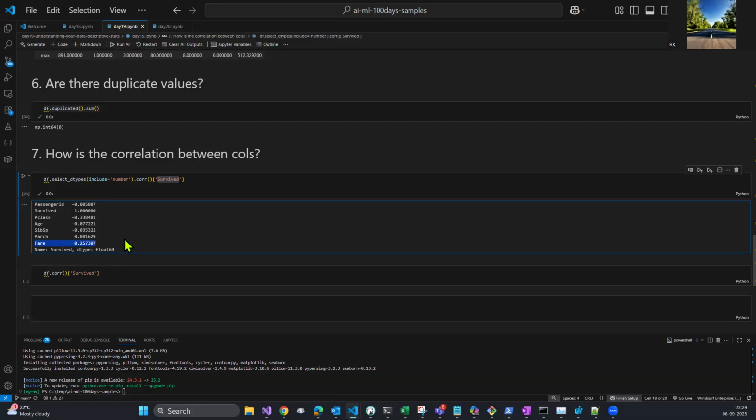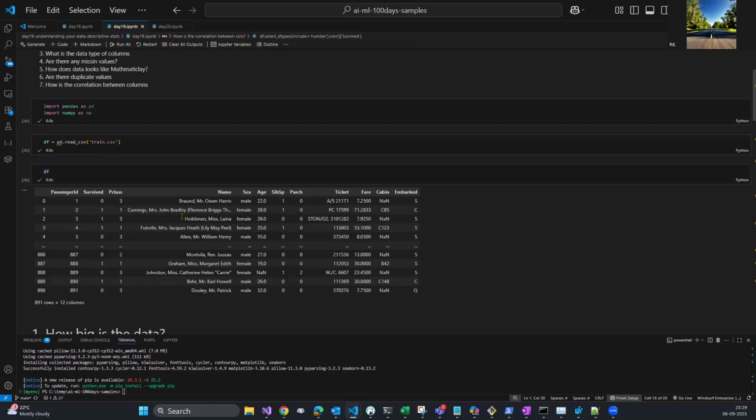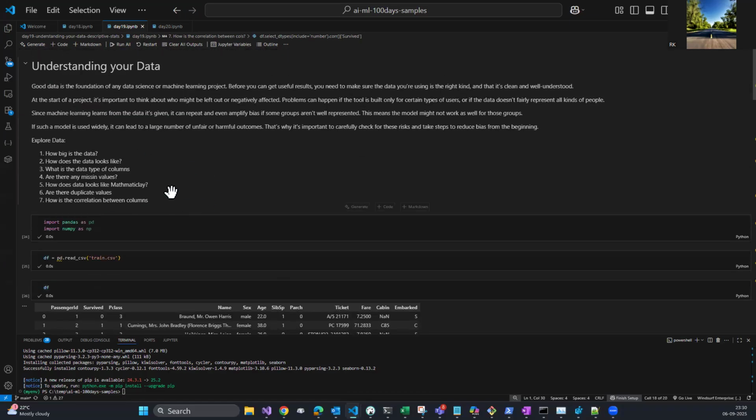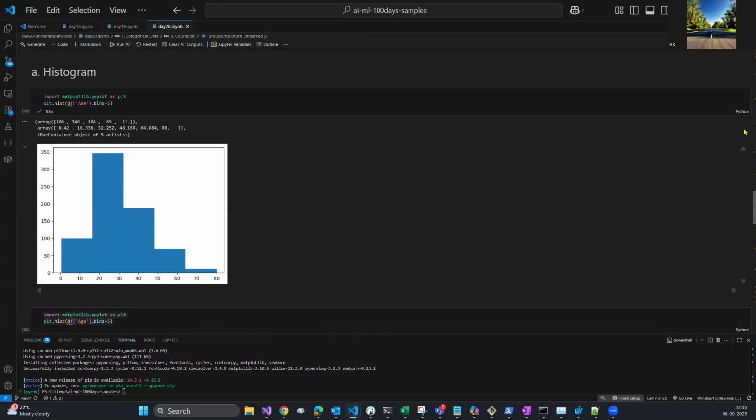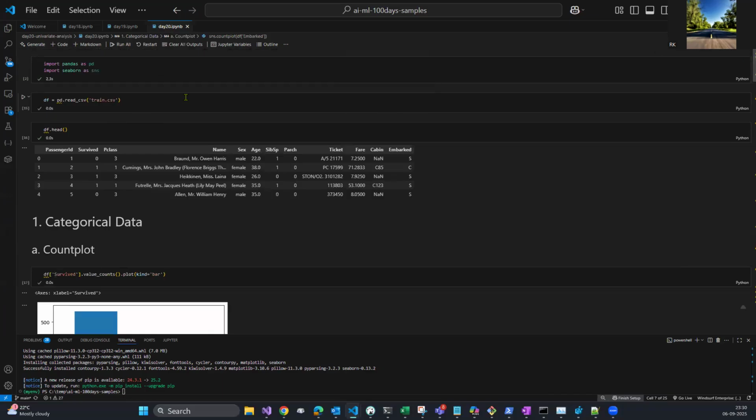So these are all the 7 questions you should be asking on a given data set, and you should be able to do the evaluation or exploration. This is the starting of EDA, which is also called exploratory data analysis. And in further exploratory data analysis, you will be doing it in more detail.